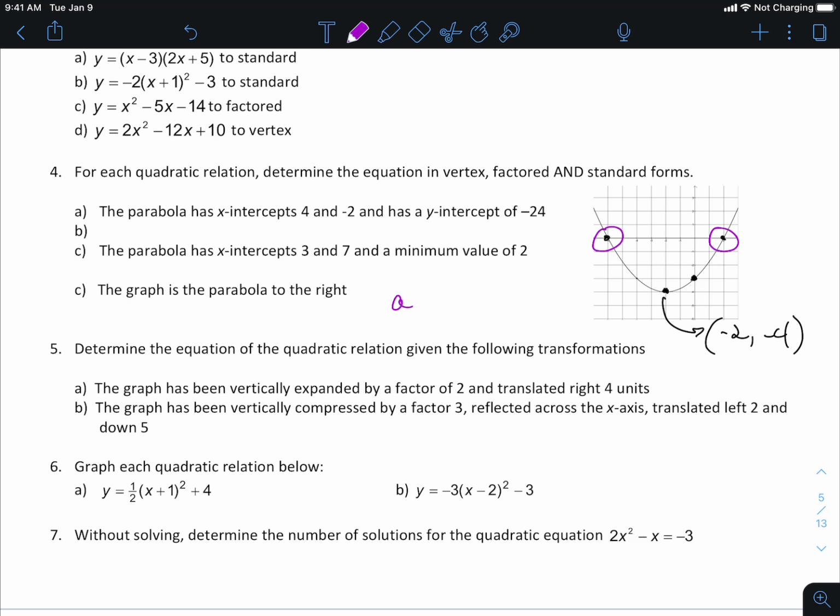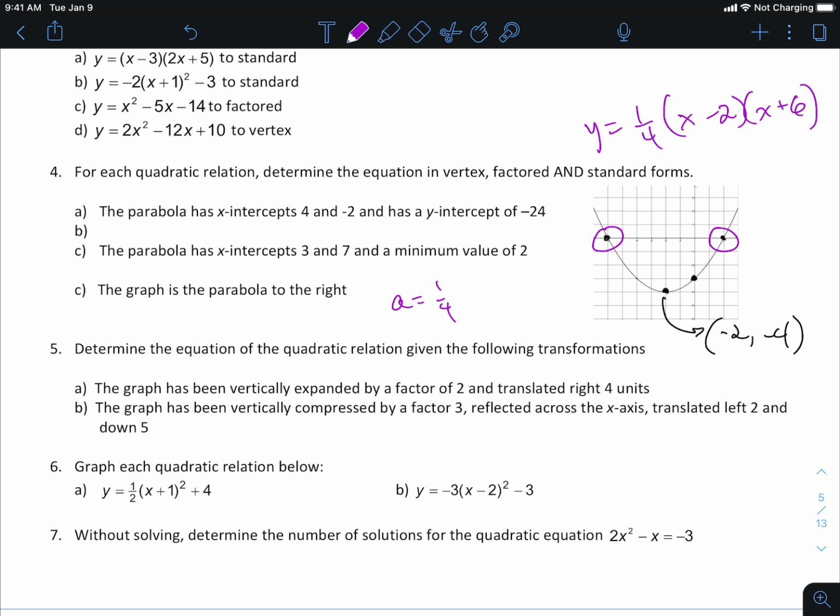You know A has to be 1/4, so why can't I just write y equals 1/4 x minus 2, x plus 6? What if you're not given the graph though?